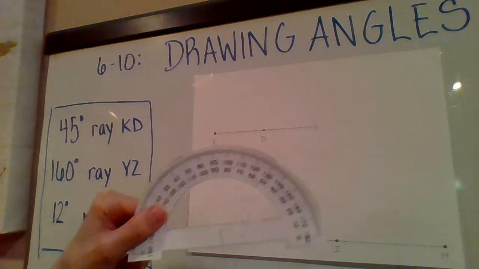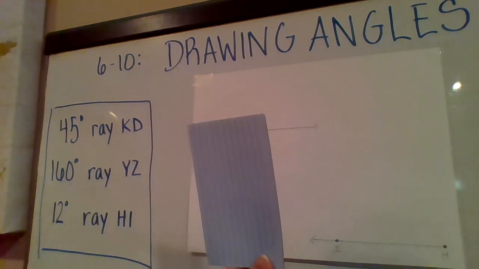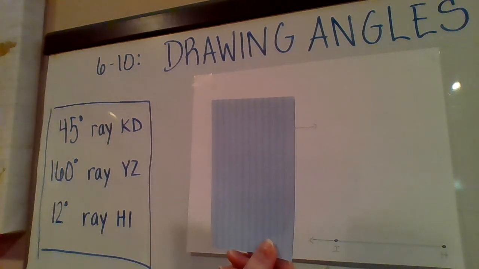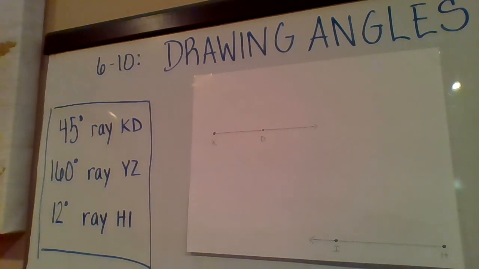What you will need is your protractor and a straight edge. A ruler is best, but like I said, I can't find mine. I'm using an index card. Even a book on hand is also fine. And you will need a pencil. So what I'm going to teach you how to do is draw angles.